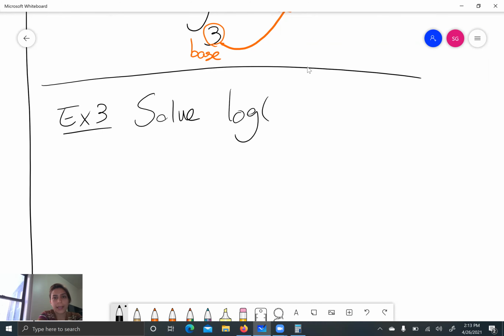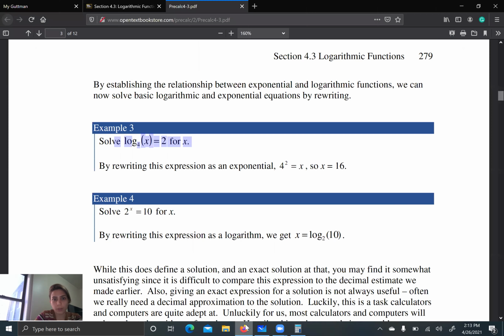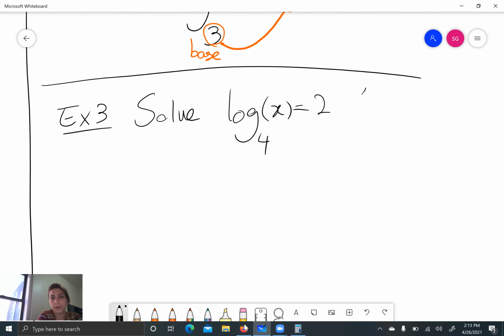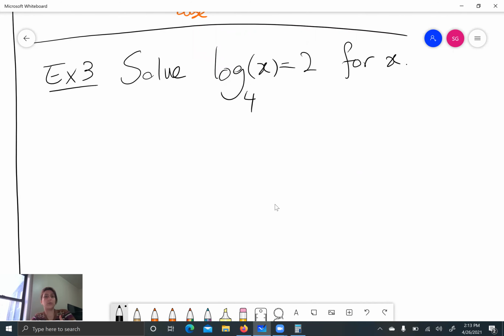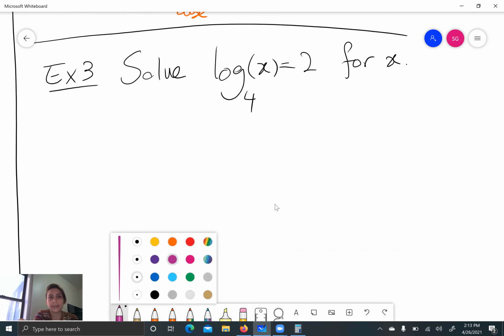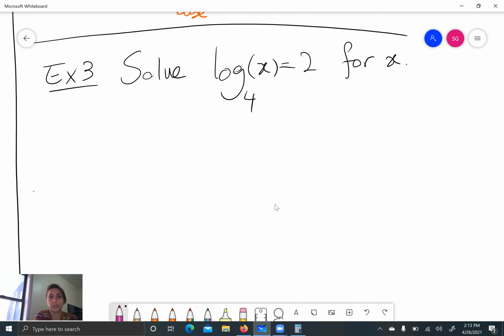log of x to the base 4 equals 2. Solve this for x. In other words, what is the x value that satisfies this equation? At this moment, I don't know how to solve this using log, but I know that any logarithmic equation can also be expressed as an exponential expression. So let's rewrite this in the format of exponential function.